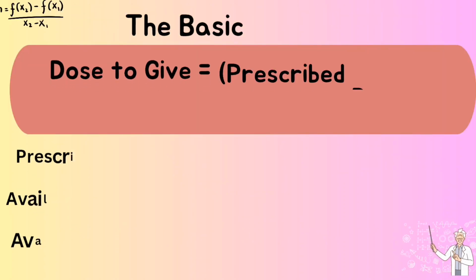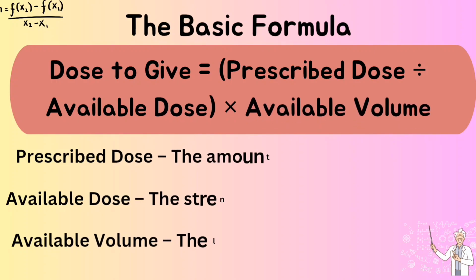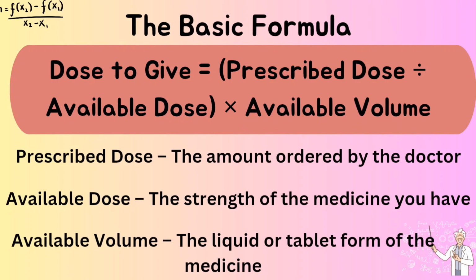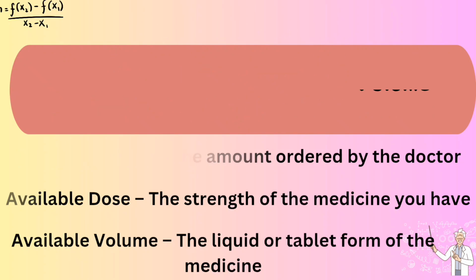The basic formula is: dose to give is equal to prescribed dose divided by available dose, into available volume. It includes the amount ordered by a doctor, the strength of medicine, and the liquid or tablet form of medicine.